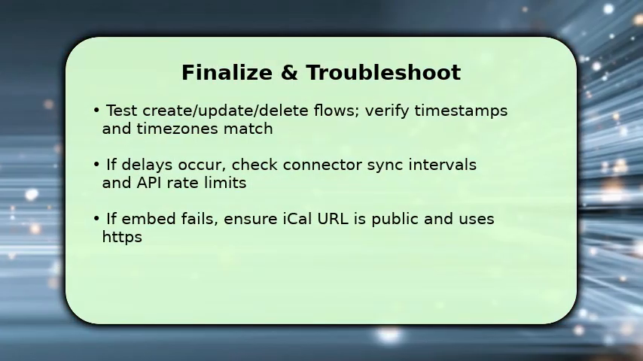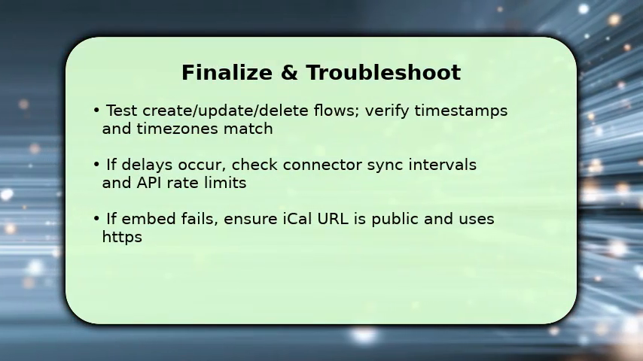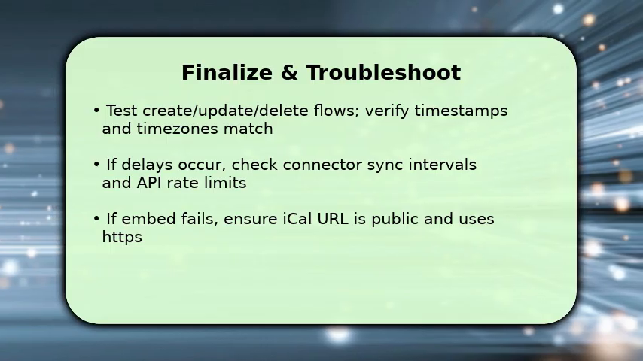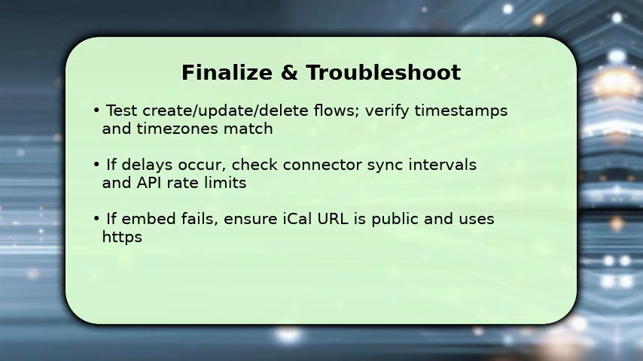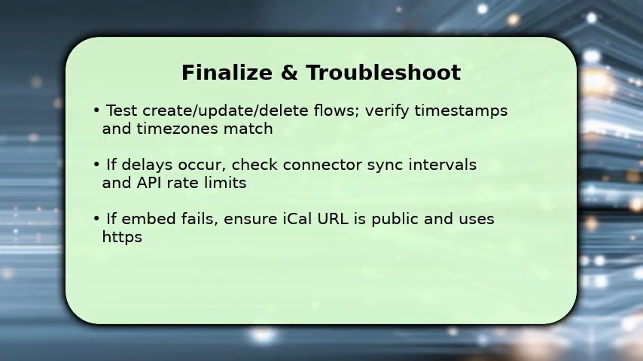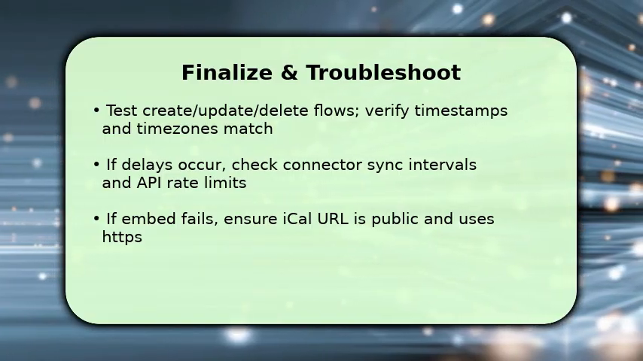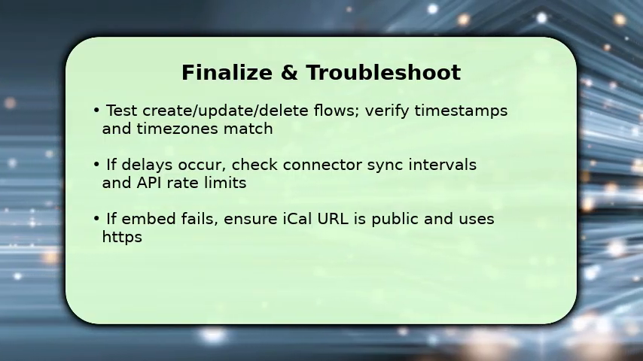To finish, run through end-to-end tests. Create an event in Apple Calendar and confirm it appears in Notion, then modify from the other side if two-way is set. Once done, adjust property mappings, time zone settings, and recurring event handling so entries remain accurate.